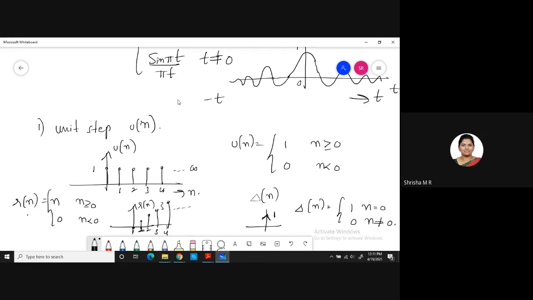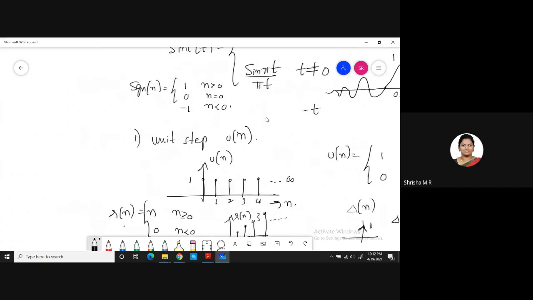And the signum function, sgn of n, will be equal to 1 for n greater than 0, 0 for n equal to 0, and minus 1 for n less than 0. These are the amplitude values. Is it clear, everyone? So signum would look like this. For n greater than 0 it is 1, and for n less than 0 it will be minus 1. This is signum of n. It goes on up to minus infinity on one side and up to infinity on the other. Got it? Understood, everyone? Elementary signals.